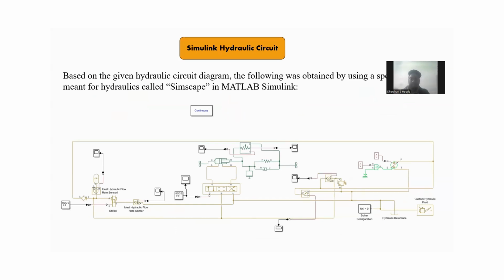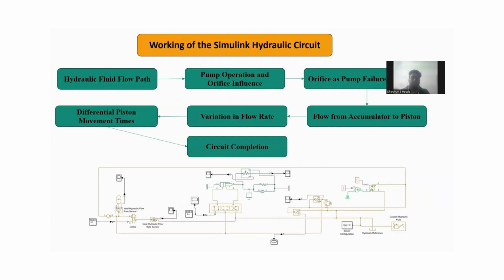Now I'll be explaining the working of this hydraulic circuit. First is the hydraulic fluid flow path, which takes fluid from the hydraulic reference to the motor and then to the pump, ensuring that the variable flow rate required has been set up in the Simulink model. Next is the pump operation and its influence. The pump generates a flow towards the accumulator through the orifice when the orifice is open, and this raises the pressure in the accumulator to a maximum of 10 bar as per the given schematics.